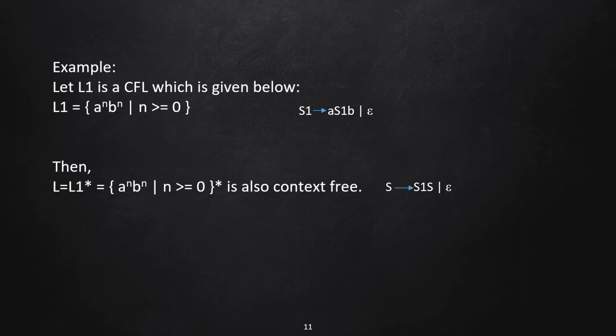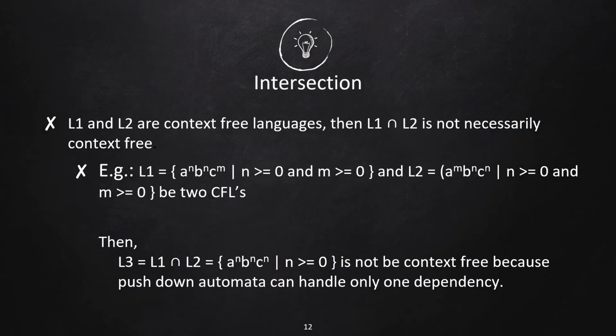Now we will see under which operations context-free languages are not closed. Here L1 and L2 are two context-free languages. Then L1 intersection L2 is not necessarily context-free. Let's take an example. L1 = a^n b^n c^m, where n and m are greater than or equal to 0, and L2 = a^m b^n c^n, where n and m are also greater than or equal to 0.